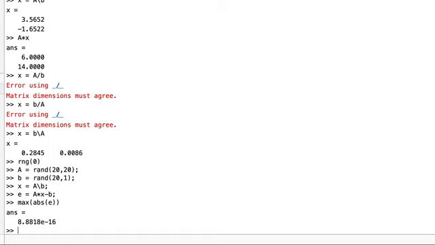But if you really want to call a function, you can call mldivide, which stands for matrix left divide, and it gives exactly the same result as the backslash operator.